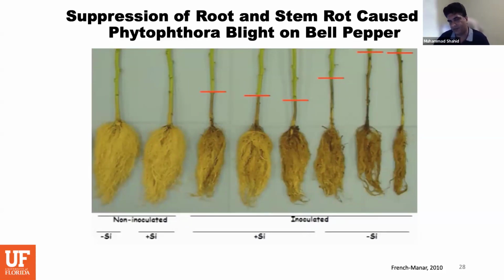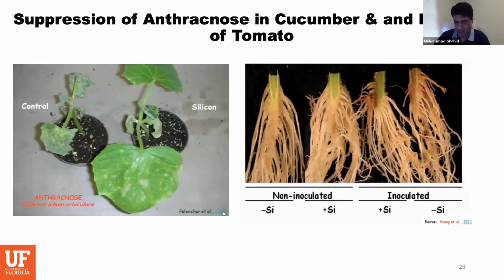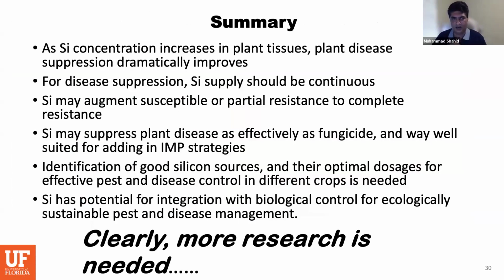So that's the resistance and the suppression of Phytophthora blight associated with the silicon application. Same thing with the anthracnose in tomato root rot. So overall, in summary, regarding the disease, the silicon concentration increases in plant tissues, and as much as the plant accumulates more silicon in the tissues, you will be getting better suppression.